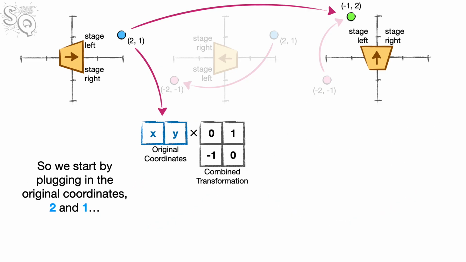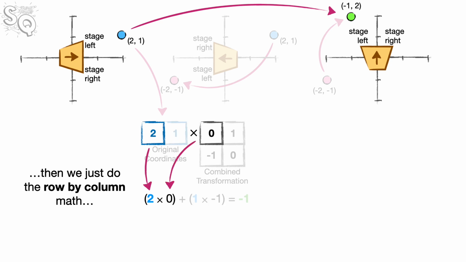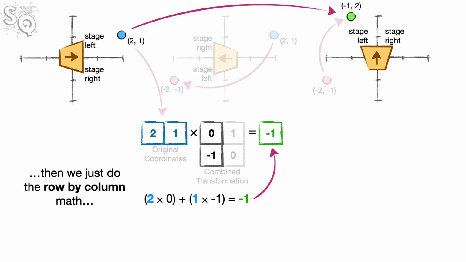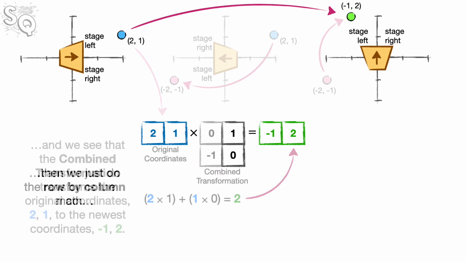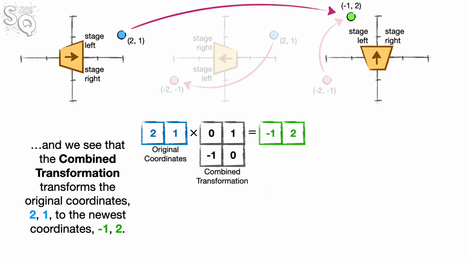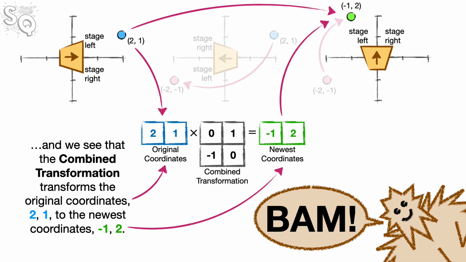So we start by plugging in the original coordinates, 2 and 1. Then we just do the row by column math. And we see that the combined transformation transforms the original coordinates 2, 1 to the newest coordinates -1, 2.